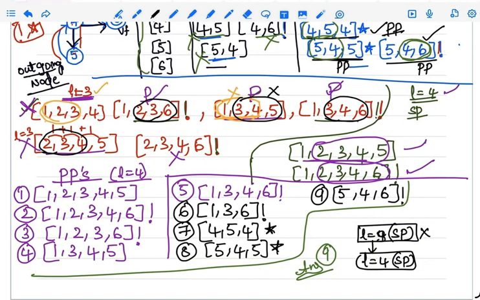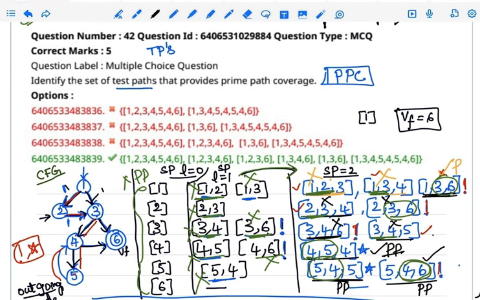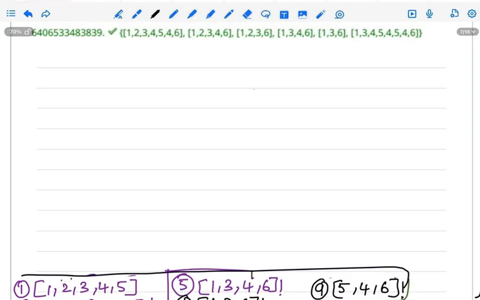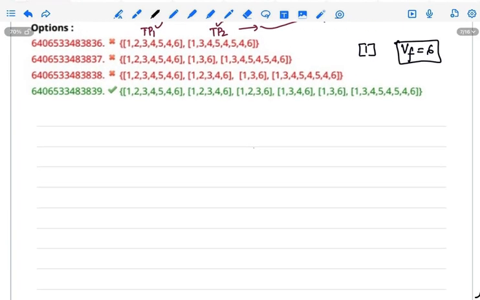Next question is which test path provides the prime path coverage. So this is in the options. This is test path 1. This is test path 2. So test path 1 and test path 2 cover all the prime paths. So this is prime path coverage. So all these 9 prime paths are covered by these test paths.